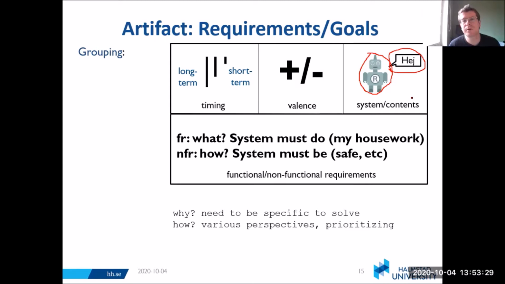One really useful thing to look at when you're defining requirements is if they're functional or non-functional. A functional requirement is what the system should do. For example, the robot vacuum cleaner should do my housework. A non-functional requirement is how the system should do it. Should the system be safe, reliable? So non-functional requirements are more related to your system architecture, the higher level view of your system. Functional requirements are said to be more related to the lower level design.